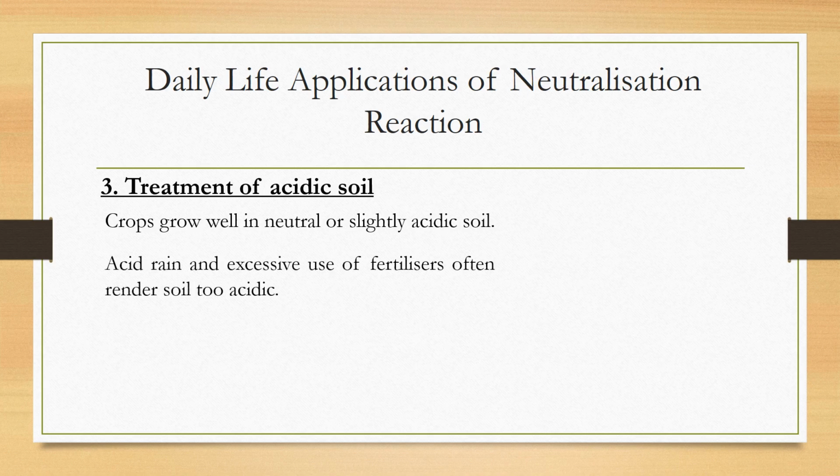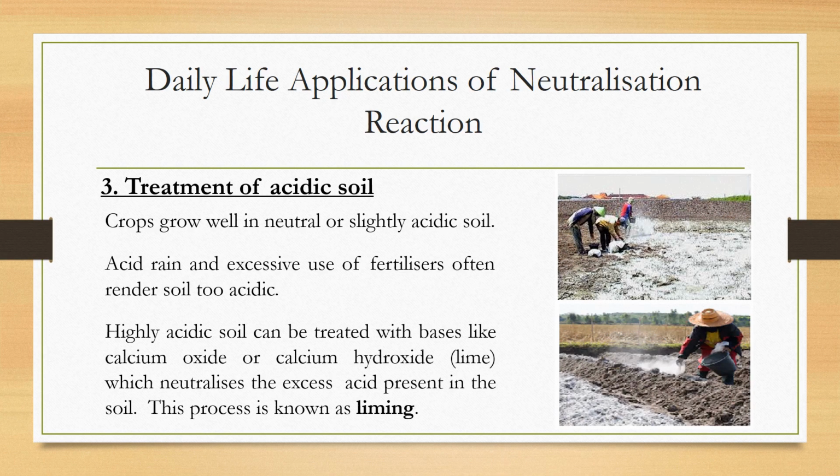However, soil often surpasses this level of acidity due to acid rain and excessive use of fertilizers. Highly acidic soil can be treated with bases such as calcium oxide or calcium hydroxide, which neutralize the excess acid. This process is also known as liming of soil.